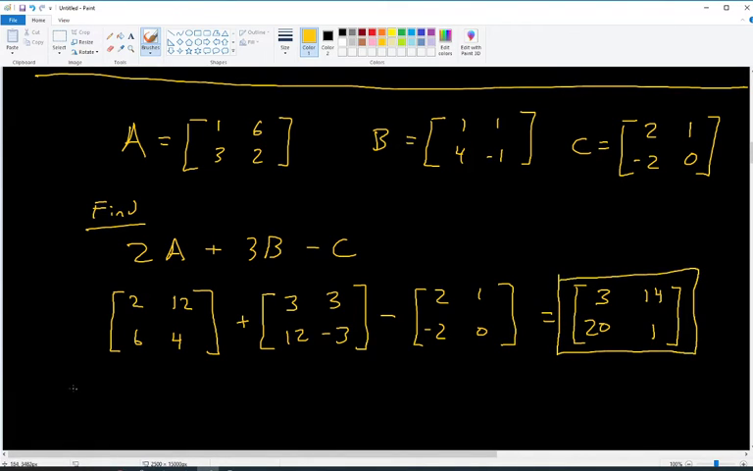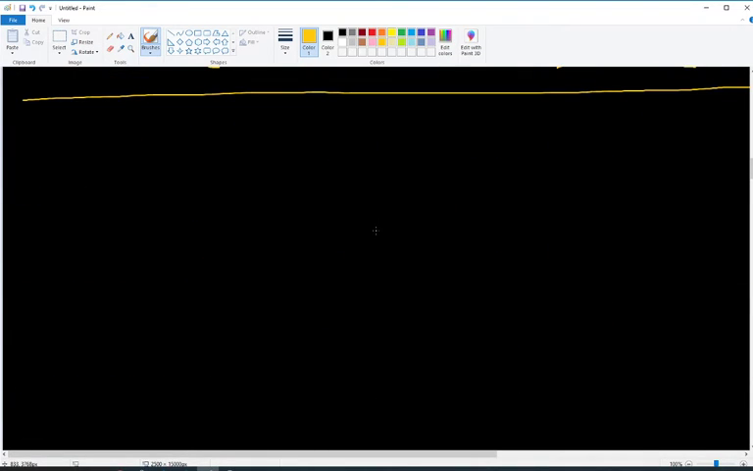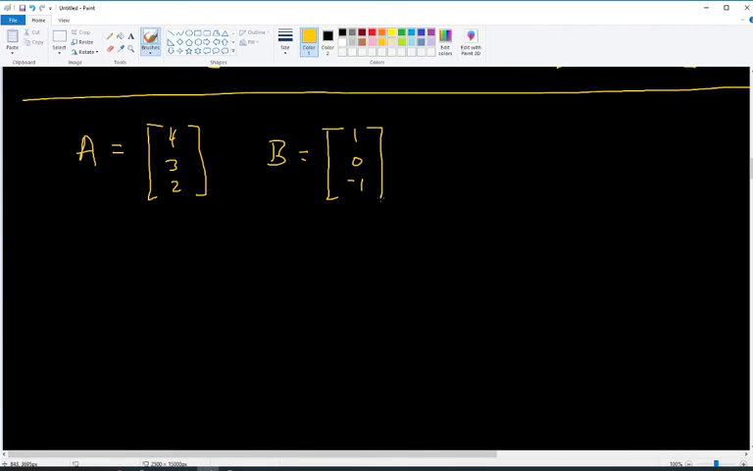We'll take a look at one more of these. And then let's say we get matrix A is 4, 3, 2. And then matrix B is 1, 0, -1. And we want to find what is A minus 2 times the matrix B. So I'm going to write the matrix A down. I'm going to leave a minus here, and then I'm going to write down 2 times the matrix B.